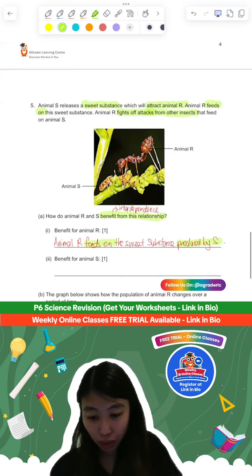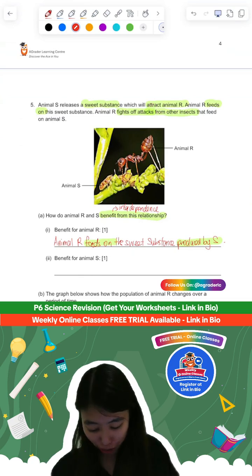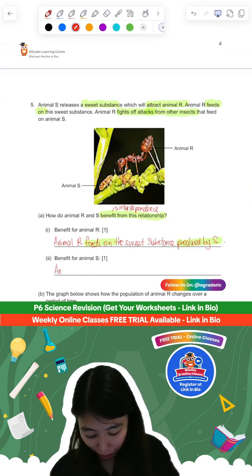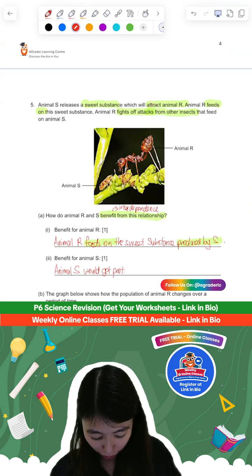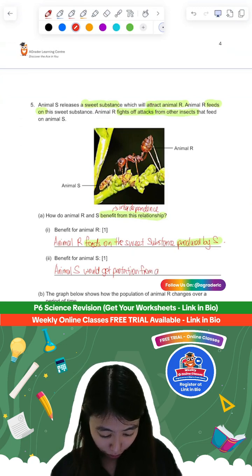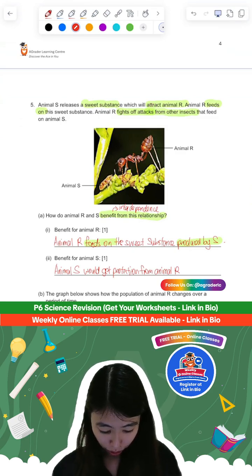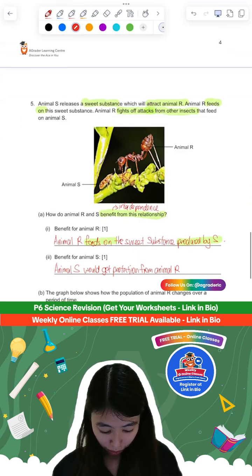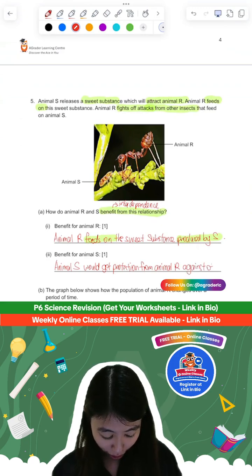Next one. Most of you mentioned this. Very good. A lot of you mentioned the correct answer for the next benefit, which is animal S would get protection from animal R against the insects.